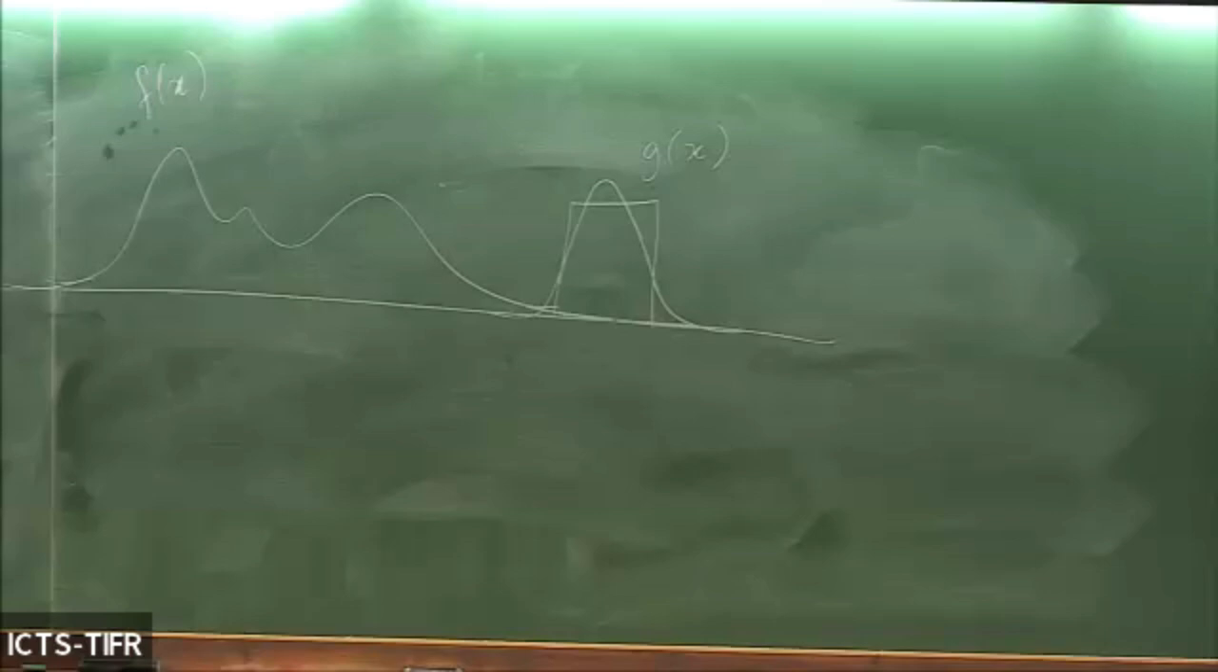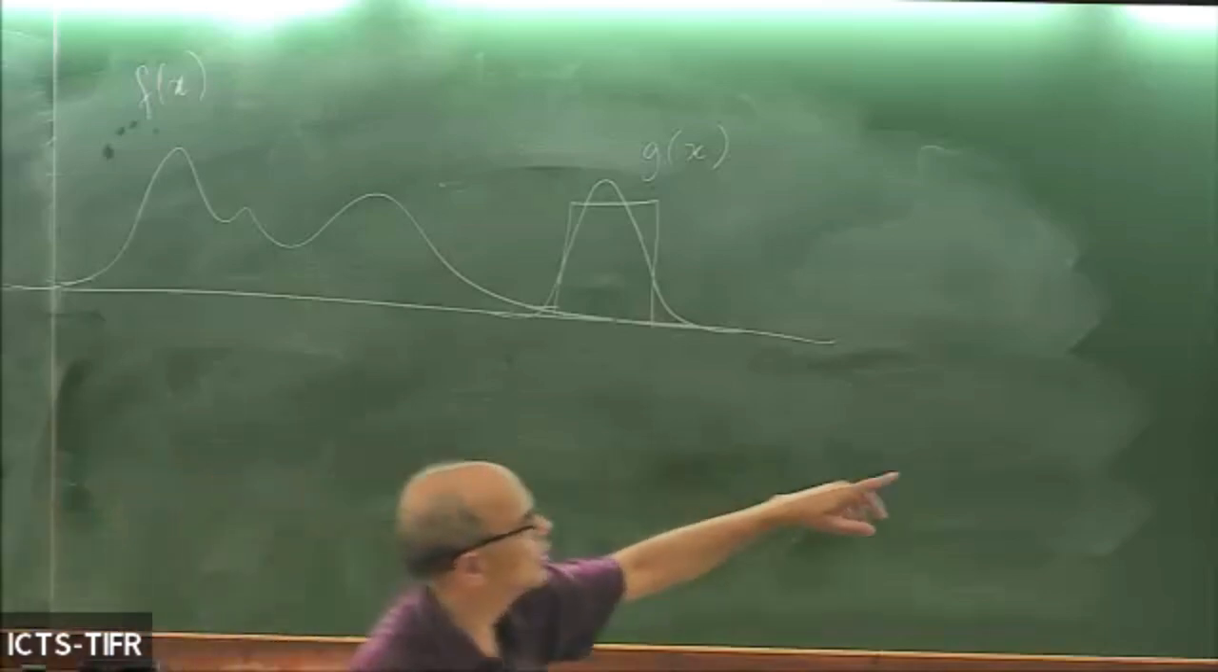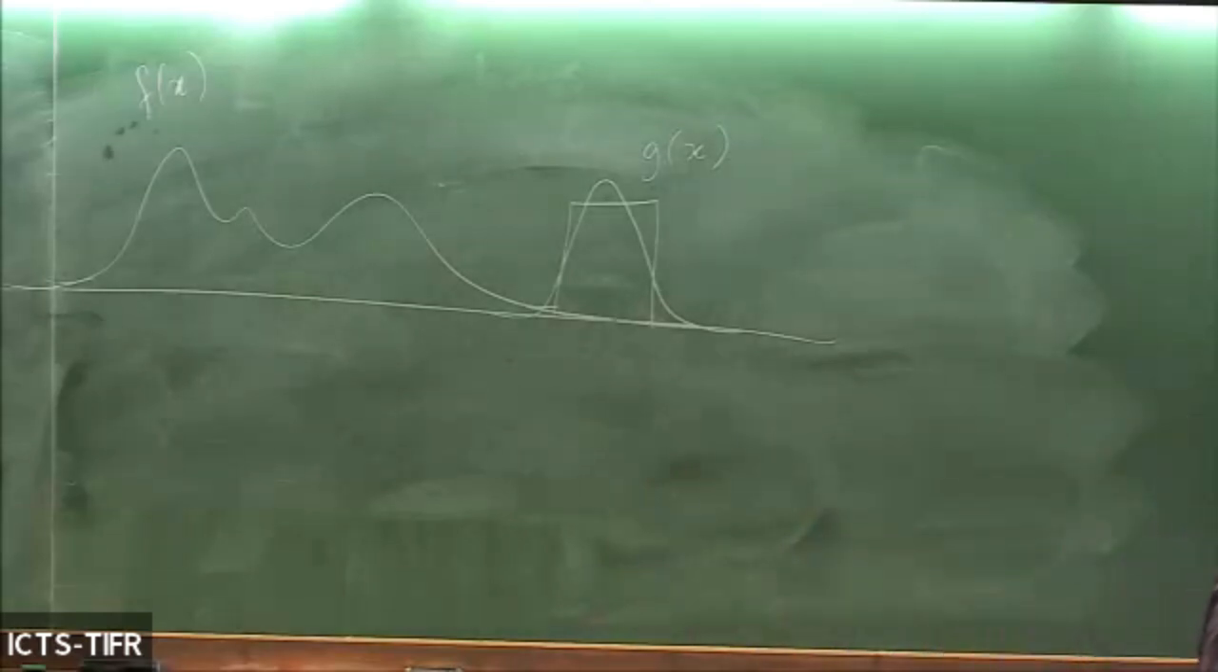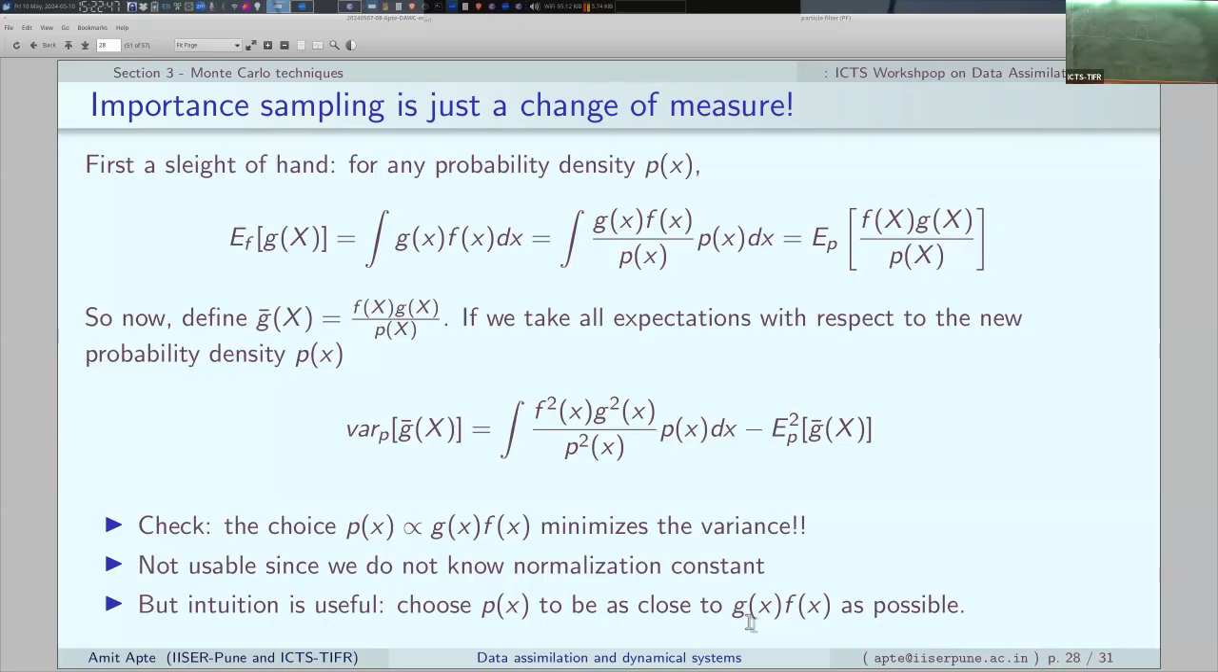So that's the intuition that comes out of this mathematical calculation: the variance is minimized when p of x is proportional to g times f. We cannot compute the normalization constant, but the intuition says to choose a normalized distribution such that it is non-zero wherever g times f is non-zero, and otherwise it could be 0, and that's okay. And so that's basically the main idea behind what is called importance sampling.